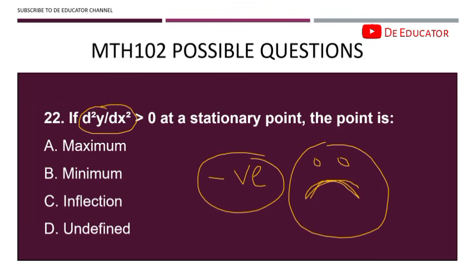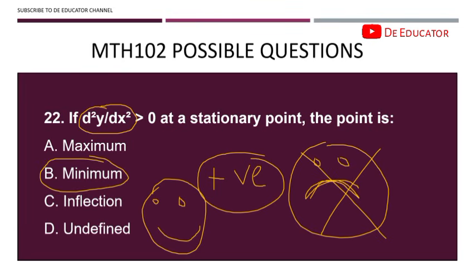So if the second derivative is greater than 0, it is positive. Please take note: it is positive, not negative. When it is positive, we will smile, and when we smile, the point is a minimum. It's as simple as that. So please, do well to take note of all this information.